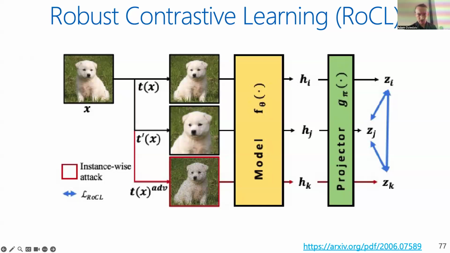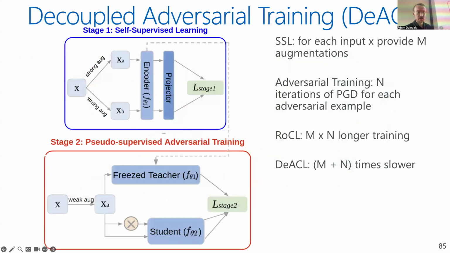So what I showed here was that if you apply this raw CL, then you would do training which is m times n. So m is the number of augmentations that you have to do for SSL, like these T transformations, right? So you have m augmentations and n iterations to get these adversarial samples. So actually this raw CL becomes very, very costly. So m times n standard training, which is of course a lot of overhead.